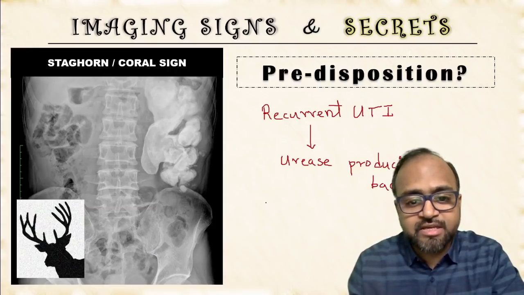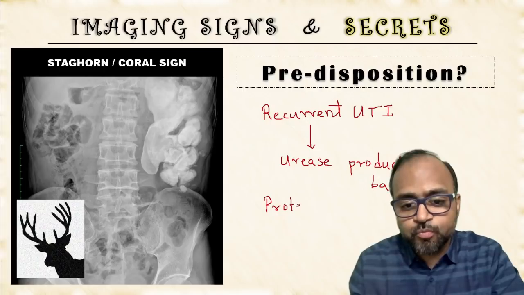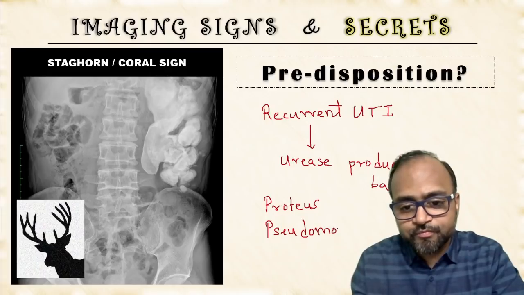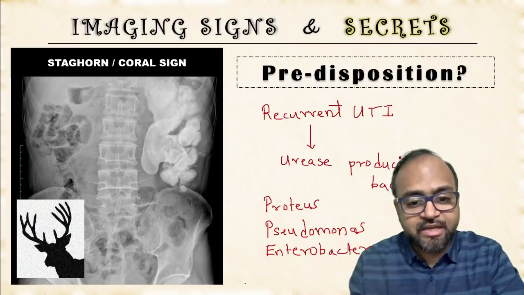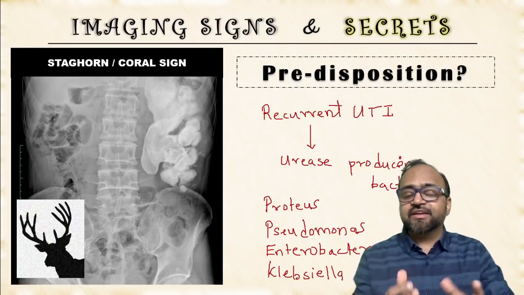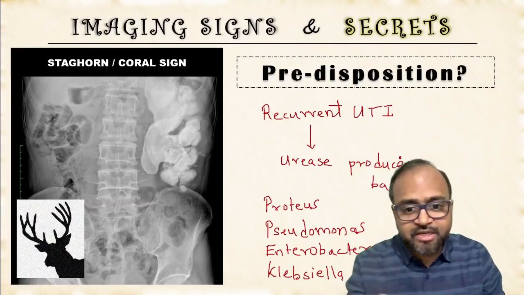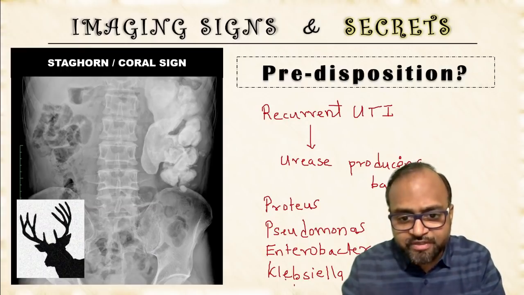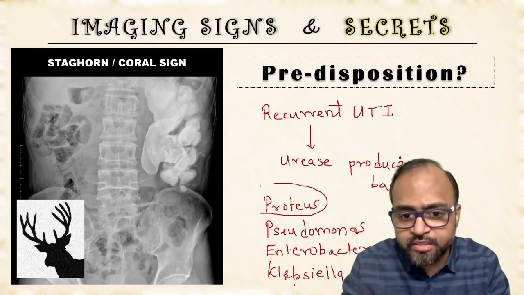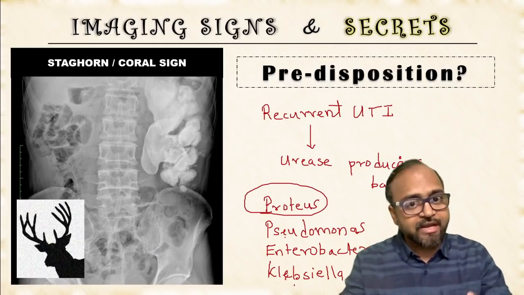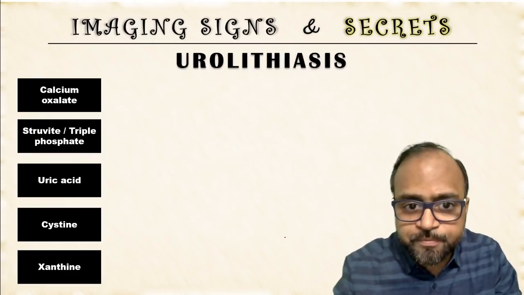So what are these? These are Proteus, most commonly Proteus, Pseudomonas, Enterobacter, and Klebsiella. Yes, so this is another secret related to staghorn calculi. What is the predisposition? Recurrent UTI from urease producing bacteria. What is the commonest one? Commonest one is Proteus, followed by Pseudomonas, Enterobacter, and Klebsiella. So this is the clinical predisposition.